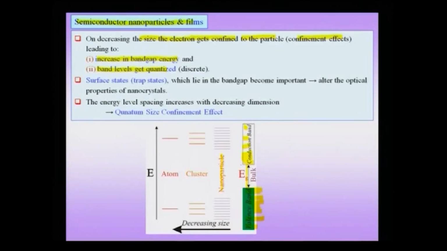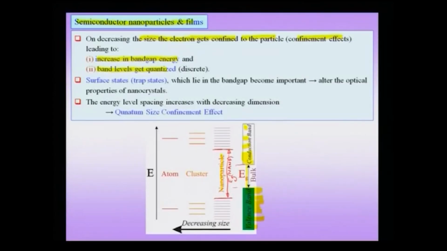Number 1 is that if you look at the band gap, originally this was my band gap. Now, the new band gap in a semiconducting nanoparticle is this. So, the band gap has increased when you are talking about a semiconducting nanoparticle. The second effect is that the band gap levels get quantized.